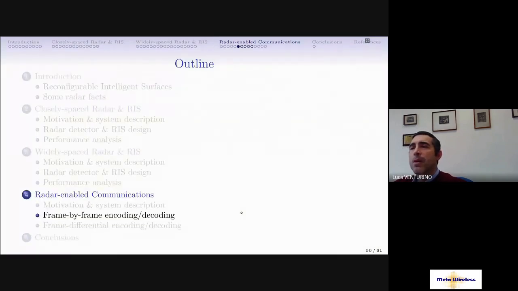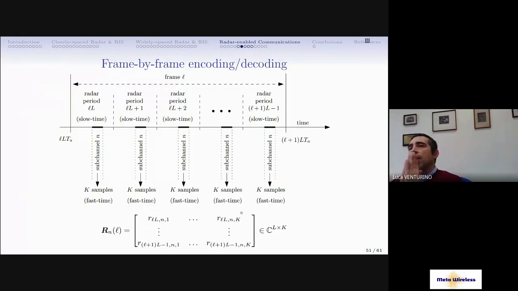So what's the trick? We want to look at one frame. In one frame, we have L radar periods. We index these L radar periods as shown here: starting from lowercase l times capital L, plus one, plus two, up to plus L minus one. So these are capital L consecutive radar periods, in each of which we focus on a particular symbol interval, which is referred to as a subchannel. In each radar period, we look at the same symbol interval, and within this symbol interval we are taking K samples. In each symbol interval, remember, we have the same carrier pulse modulating a different data symbol.